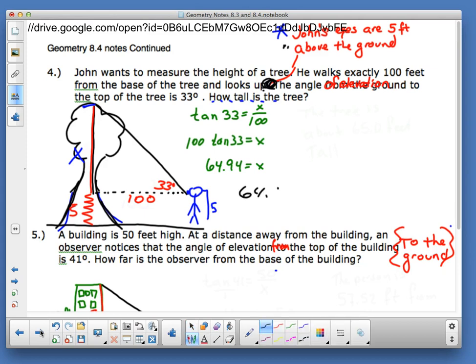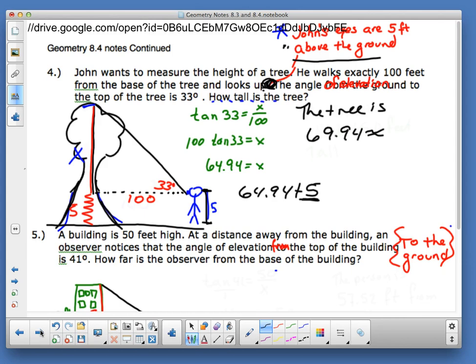So I got the 64.94 plus the 5 feet, the distance from his eyes to the ground, because it was 5 feet above the ground. And now I can say the tree is 69.94, so approximately 70 feet tall. By the way, that single hash mark above means feet. Okay, English marking. Okay, any questions about that?